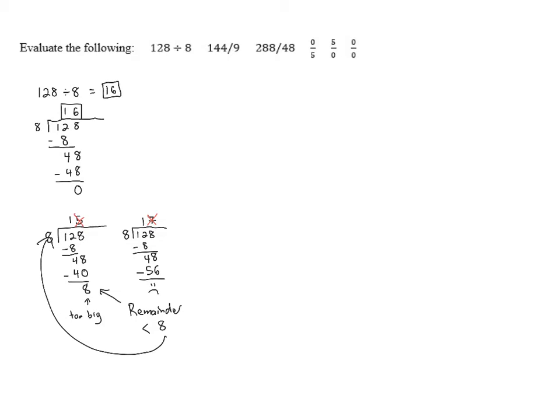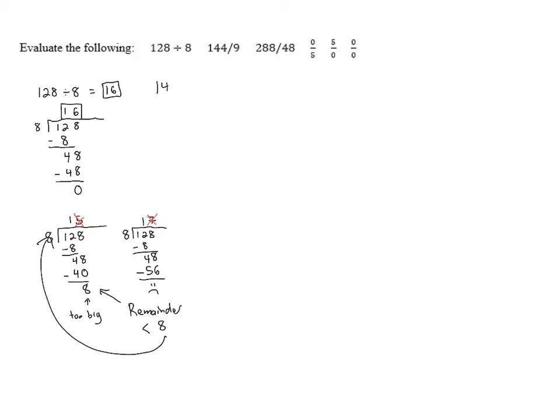So that's just a little bit of an aside to show you the things that can happen if you end up putting an incorrect number in your division. Okay, let's move on. Let's look at some other examples.